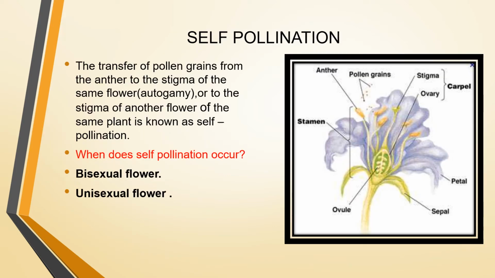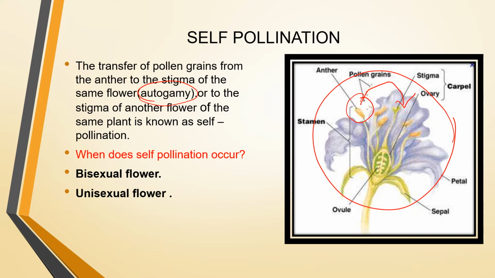Now in this slide, what is self-pollination? This is the transfer of pollen grains from the anther to the stigma of the same flower. The flower is the same. As previously mentioned, this is autogamy. Transfer to the stigma of another flower of the same plant is also known as self-pollination.